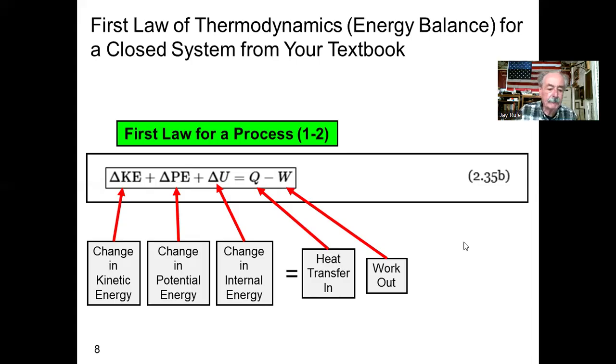Well, let's look at the terms first. Delta KE, the change in kinetic energy. Delta PE, change in potential energy. Delta U, change in internal energy of the closed system, equals heat transfer in, capital Q, minus the work done by the system, W out. Okay, I've got to tell you that the way I learn things, there's no way I can memorize that. I want to show you the way I got this equation 2.35 into my head.